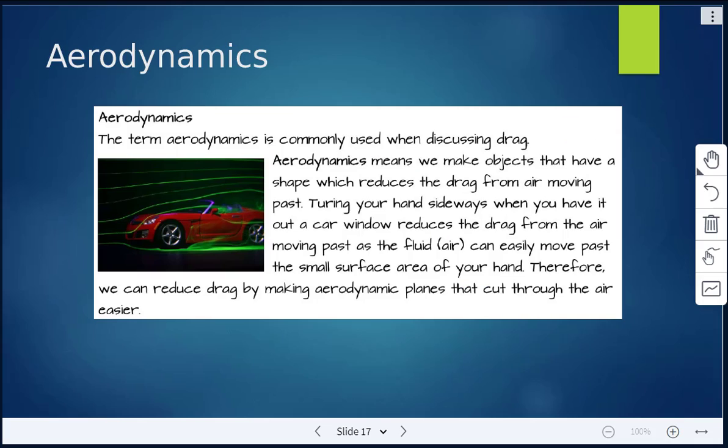Alright, so next here we're just talking about what is aerodynamics. So aerodynamics is commonly used when we are discussing drag. It basically means we make objects that have a shape which reduces the drag from like air resistance and so on.